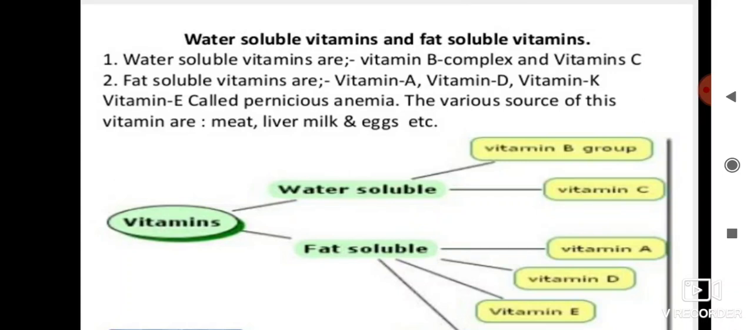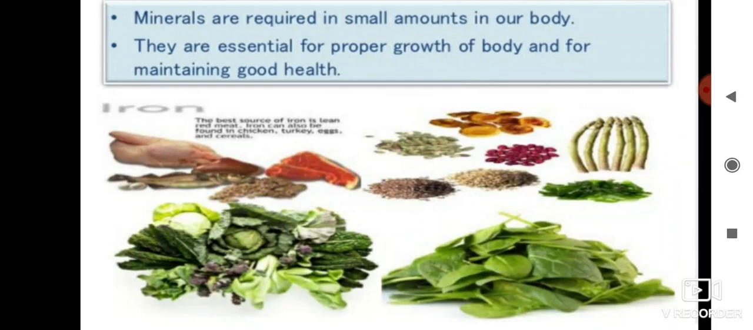Vitamin B and vitamin C are water soluble vitamins. Fat soluble vitamins are vitamin A, vitamin D, vitamin E and vitamin K. It's not showing here, but these are the fat soluble vitamins. I am talking about the types of vitamins: water soluble vitamins and fat soluble vitamins. Okay, understood. Next we will see the sources of vitamins.